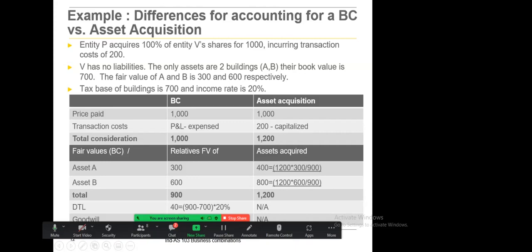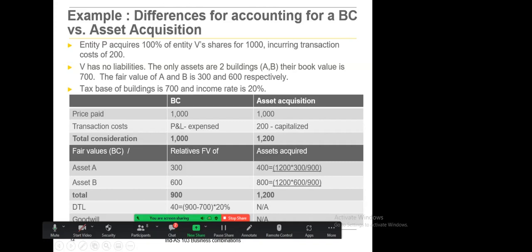So that means the consideration you are paying is 1000 rupees. Transaction cost under business combination is expensed off. Under asset acquisition, it is capitalized. Under business combination, total consideration would be 1000 rupees. And here, since you are capitalizing it, your total consideration would be 1200 rupees.